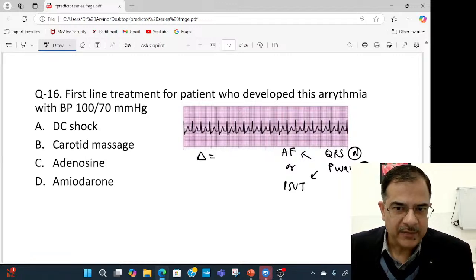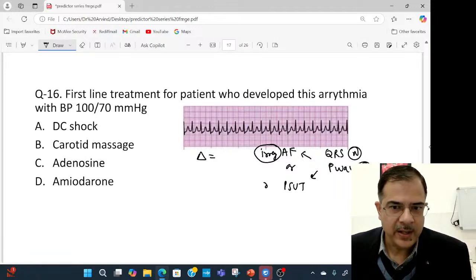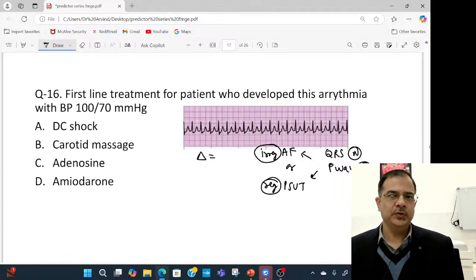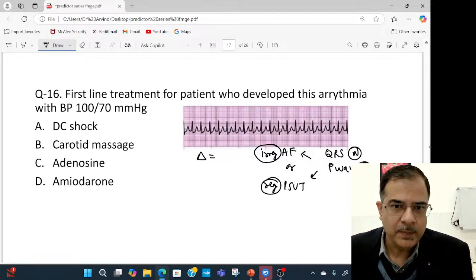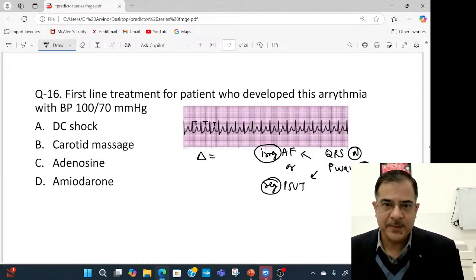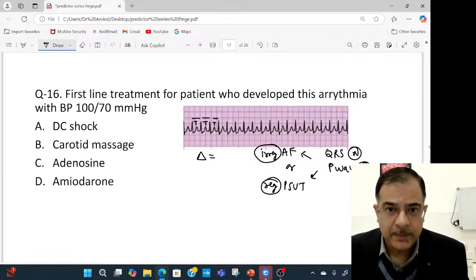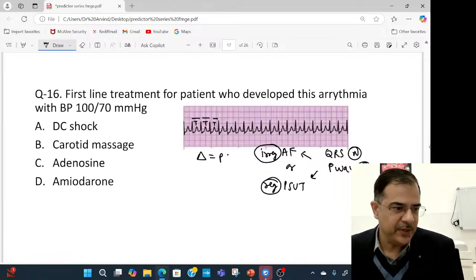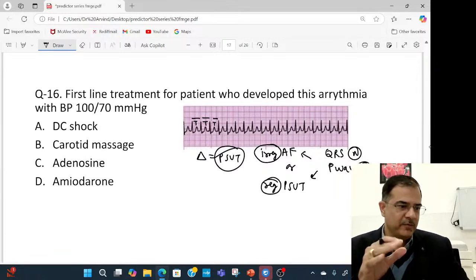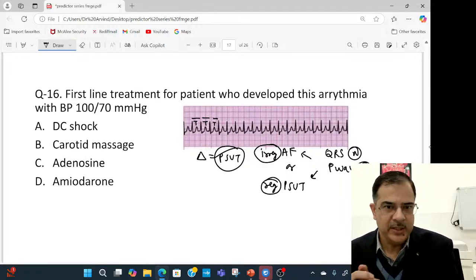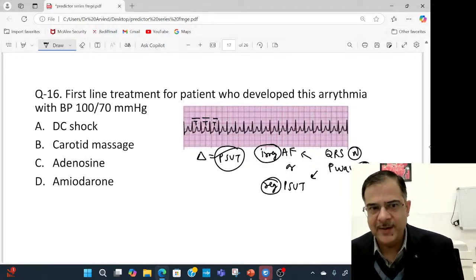Difference: AF, irregular rate; PSVT, regular rate. So here you can see QRS complexes are normal and in between there is no P wave, only T wave is seen. Between two QRS, only one wave is seen, that is a T wave. P wave is absent. And when you check, the rhythm is purely regular. It is a case of PSVT. Yes, this is PSVT, not ventricular tachycardia. So this is PSVT, regular rhythm, QRS normal, P wave absent.